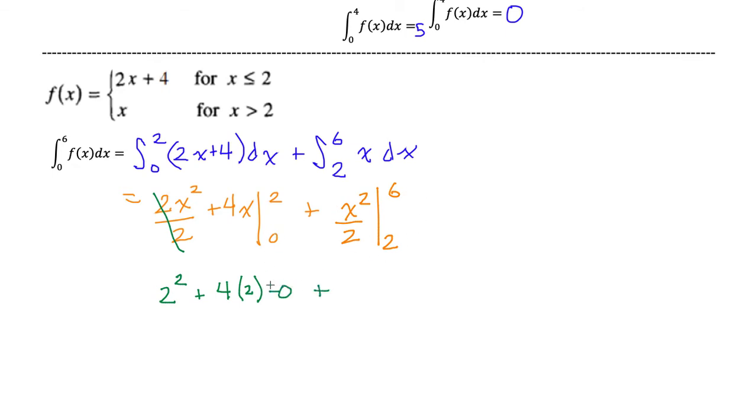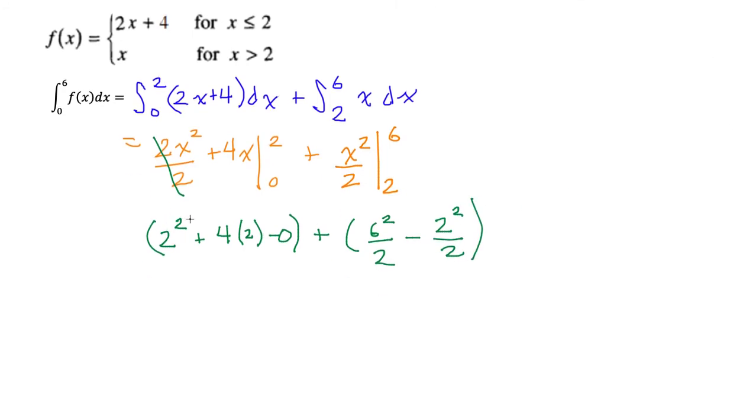And then I'm going to add all of the left-hand side with the right-hand side. When I plug in 6, I get 6 squared over 2. And then I'm going to subtract whenever I plug in 2. So subtract 2 squared over 2. Simplifying another step further, 2 squared is 4 plus 8 is 12. And then 6 squared is 36, divided by 2 is 18, minus 2 squared is 4, divided by 2 is 2. So 12 plus 16 is 28.